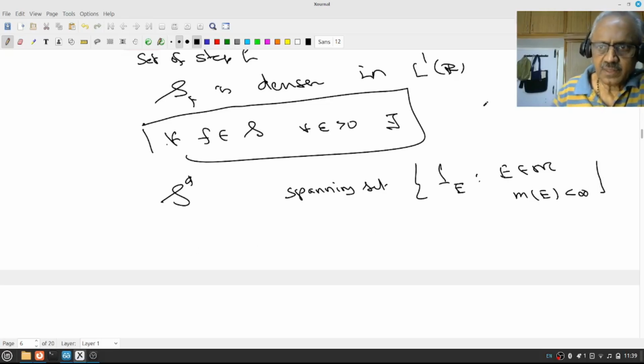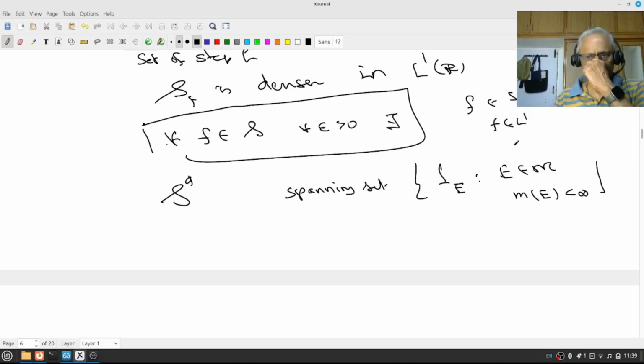Do you remember? If f is simple and if f belongs to L1, then the standard representation, if I write it as the summation of c_i times the indicator function of E_i, then for c_i not equal to 0, the measure of E_i must be finite.